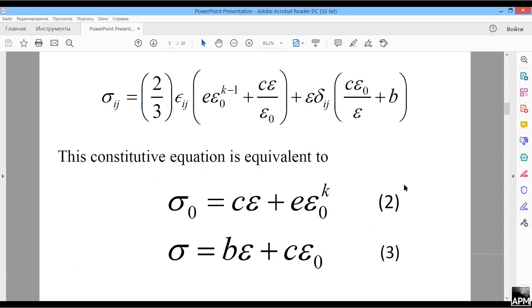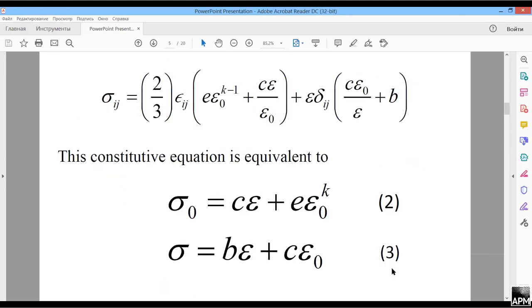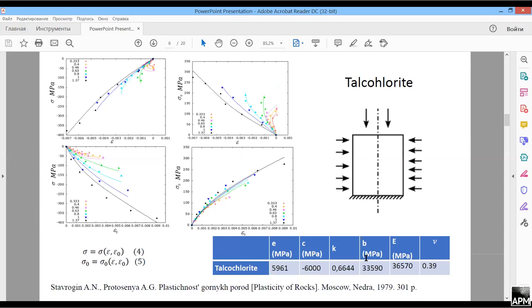Also, this equation is equivalent to equations 2 and 3. And we can use equations 2 and 3 to get the material parameters from experimental data. It is necessary to select suitable experimental data, allowing at each moment of the experiment to obtain the values of stress, stress intensity, strain, and strain intensity. Then the experimental data is used to construct surfaces 4 and 5. And then via the methods of regression analysis, using equations 2 and 3, we can get material parameters of our model.